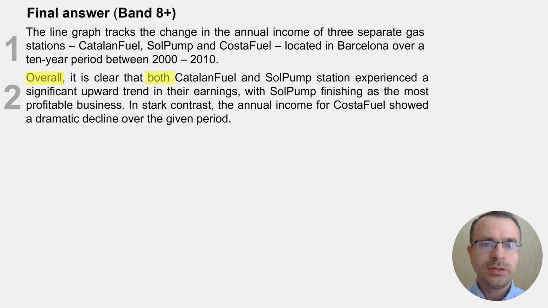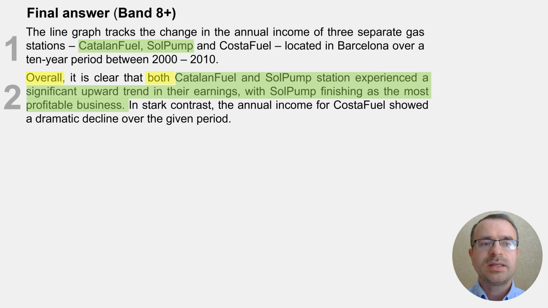We say that we already group things together. In paragraph 1, we just listed them, right? Catalan Fuel, comma, Salt Pump, and Cost of Fuel. But in paragraph 2, we group them together based on similar features. So Catalan Fuel and Salt Pump Station. In the second paragraph, we give much more information, but still no numbers. So in this case, we just say that Catalan Fuel and Salt Pump Station experienced a significant upward trend in their earnings, and so on. So we give more information in the second paragraph.